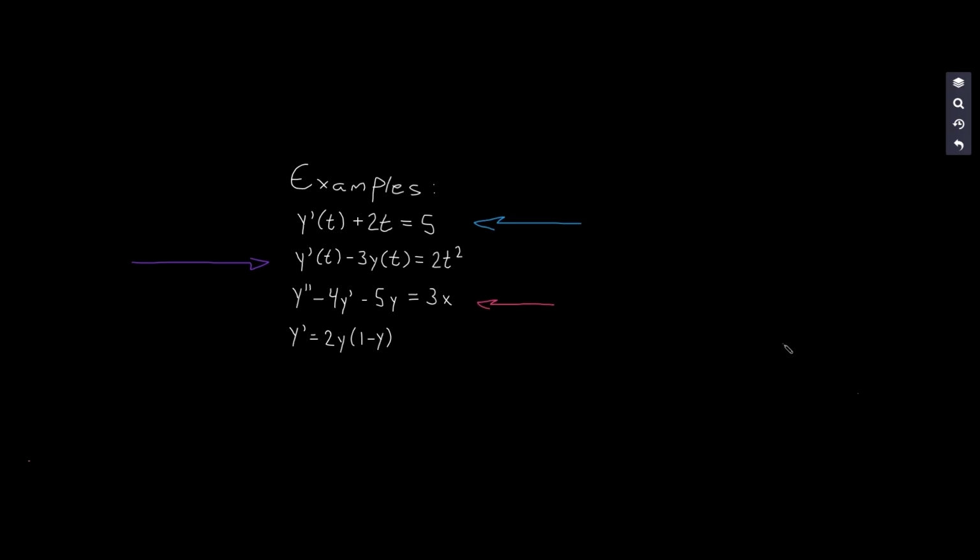Y prime equals 2y times 1 minus y. This is a famous equation. It's the rate of change of y depending on y itself, and this models population growth or logistic growth. So when you hear first order differential equations, second order differential equations, third order differential equations, what does that even mean? The trend for naming such equations comes from the highest order of the derivative involved in the equation.